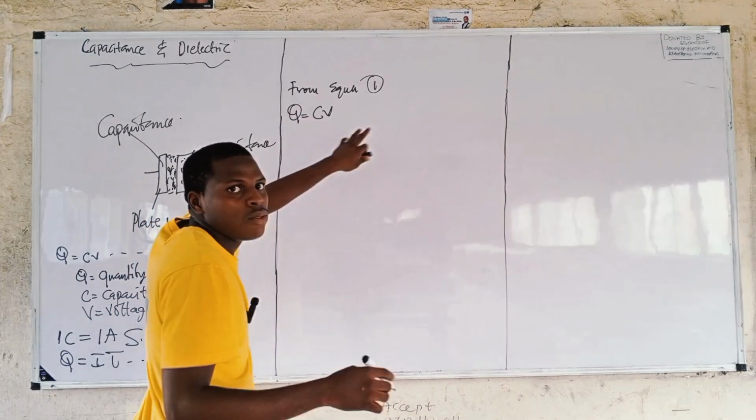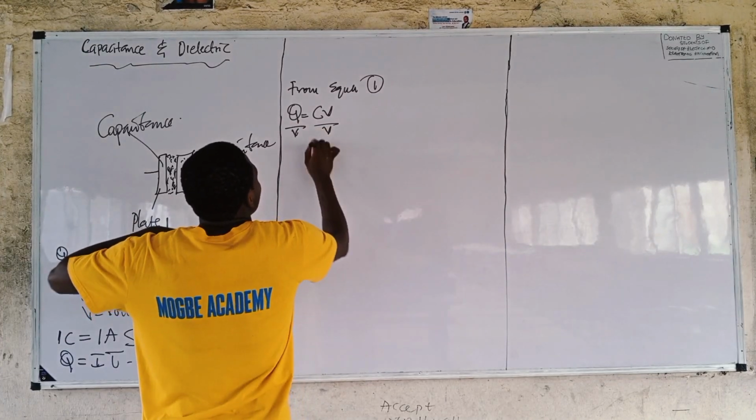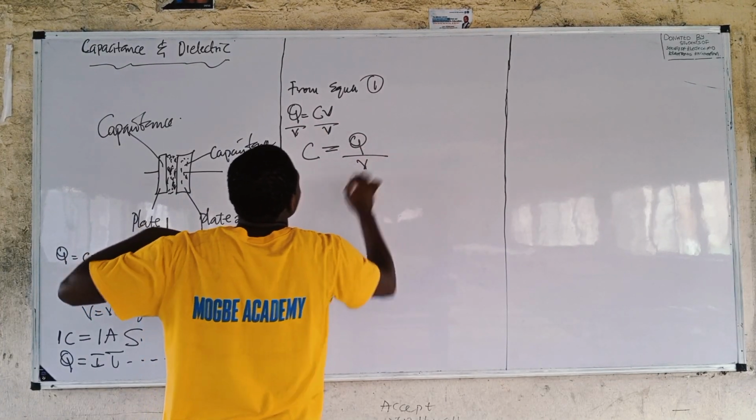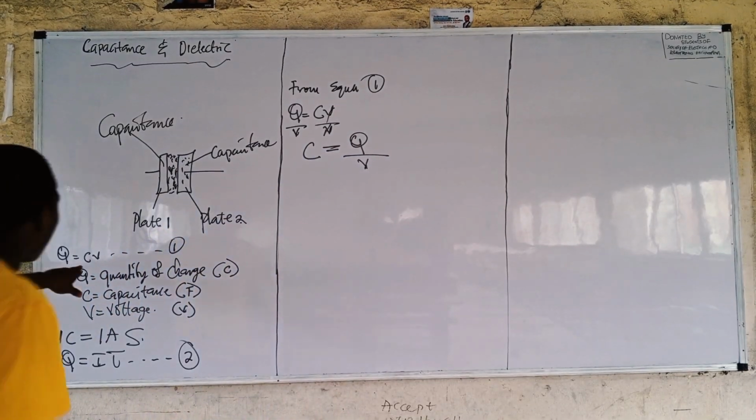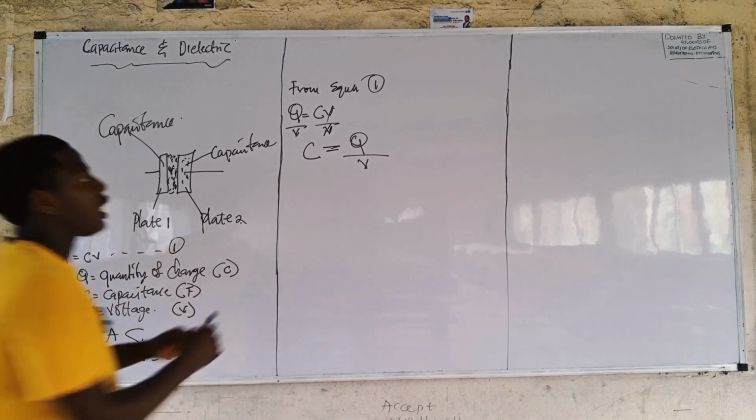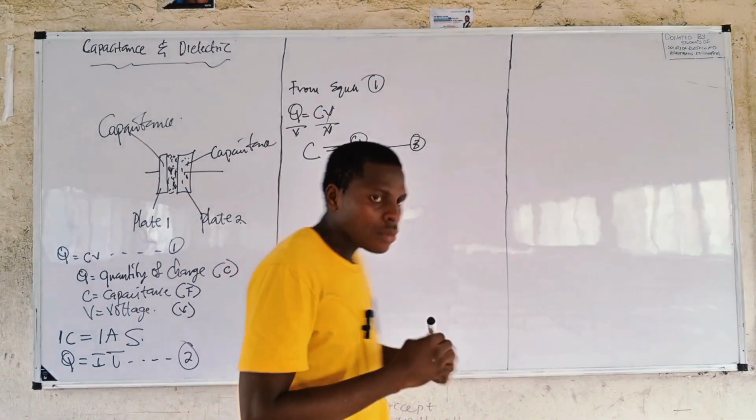You divide voltage to each side. So you are dividing voltage A and you are dividing voltage A. So basically, your capacitance is equal to what? Quantity of charge over what? Voltage. Are we together? So we now have our first equation, we have our second equation, and this is our third equation. Are we together?